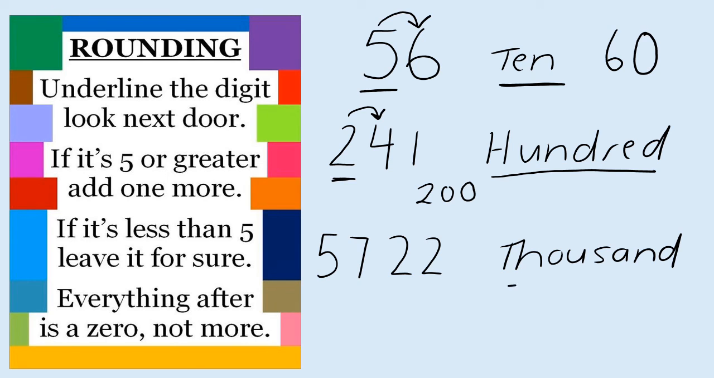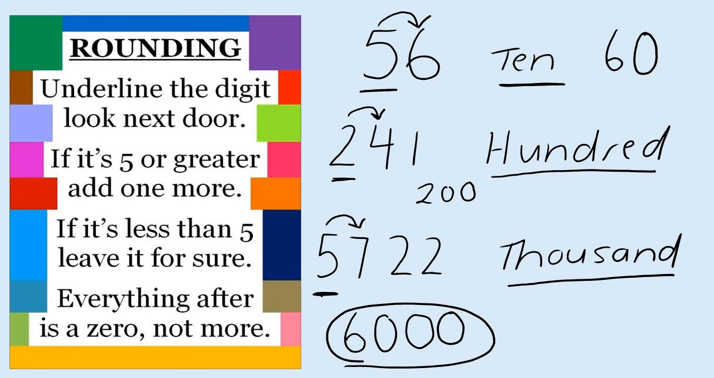Oh, tricky one. See how you went with the 1,000. Underline the digit in the thousands column. Look next door. Is it greater than 5? Yes, it is. So I need to add one more. Everything else becomes a 0, not more. So 5,722 gets rounded to 6,000.